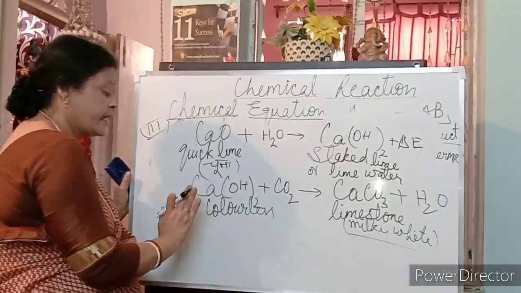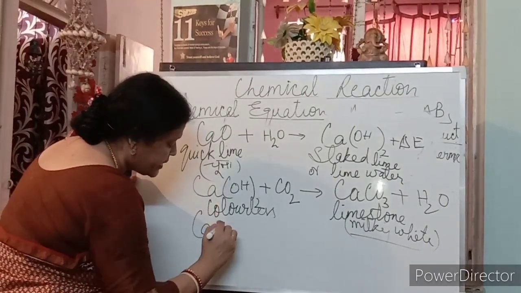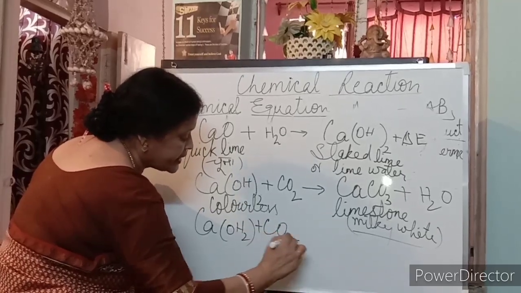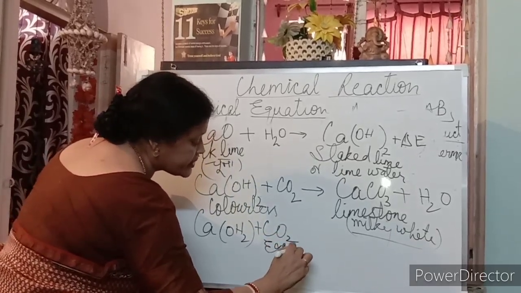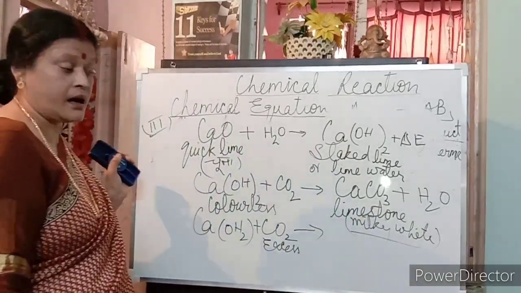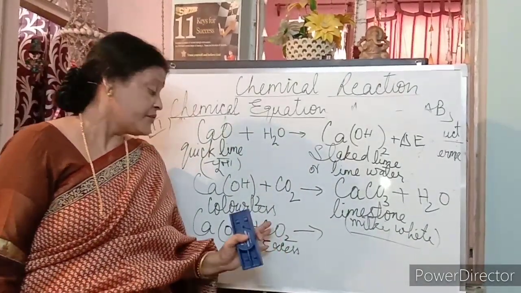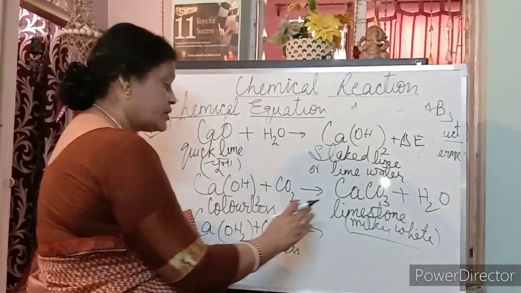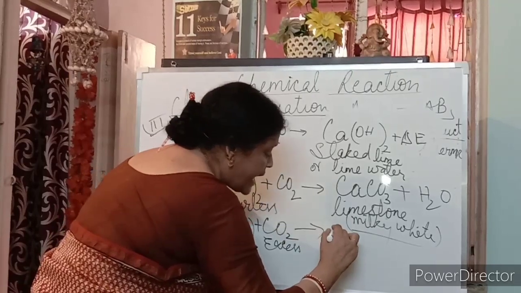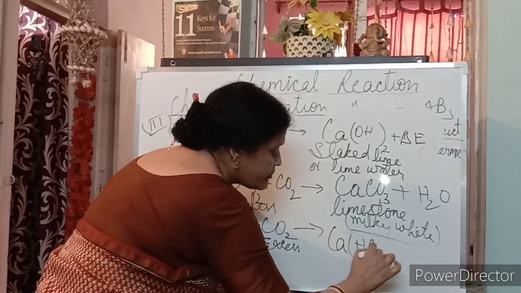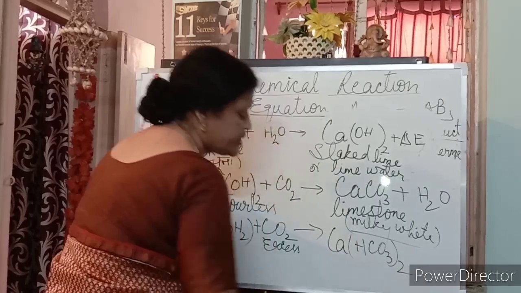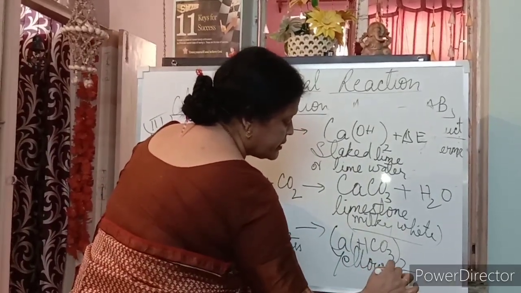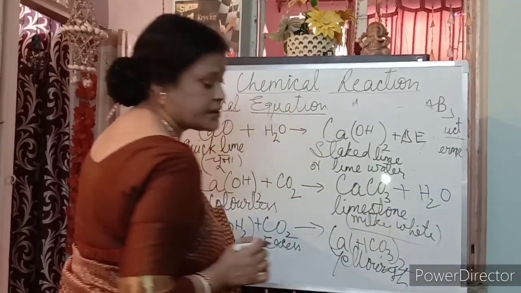Now again, another case: if I take calcium hydroxide and again react it with carbon dioxide, and the carbon dioxide is in excess, as in a polluted area. When there is pollution and the atmosphere has excess carbon dioxide, then what forms? Now this milky white will disappear and it will form calcium bicarbonate, which is yellowish in color. This is how the reaction takes place, yellowish color.